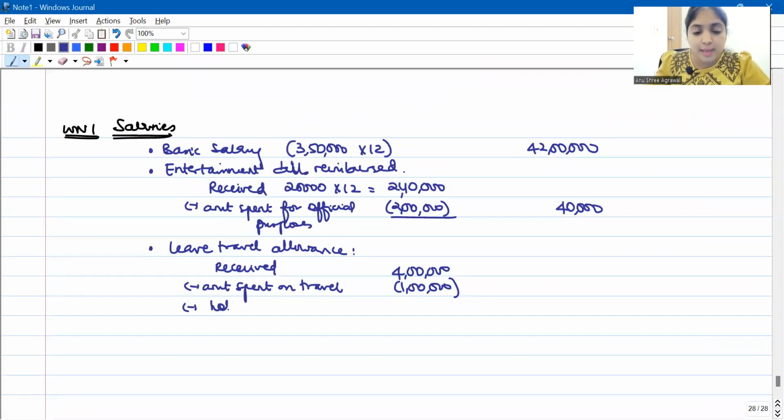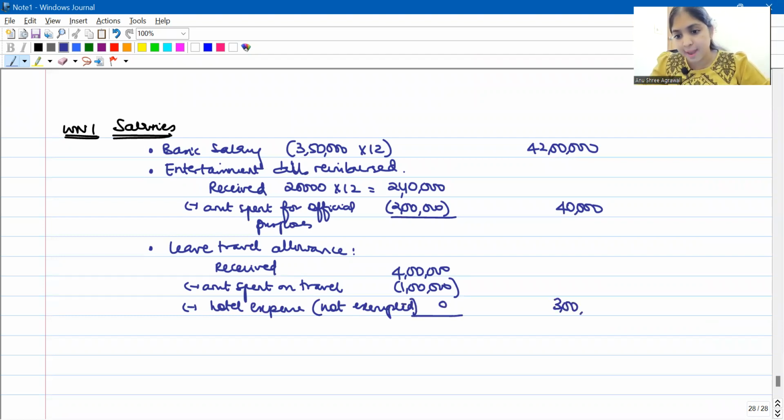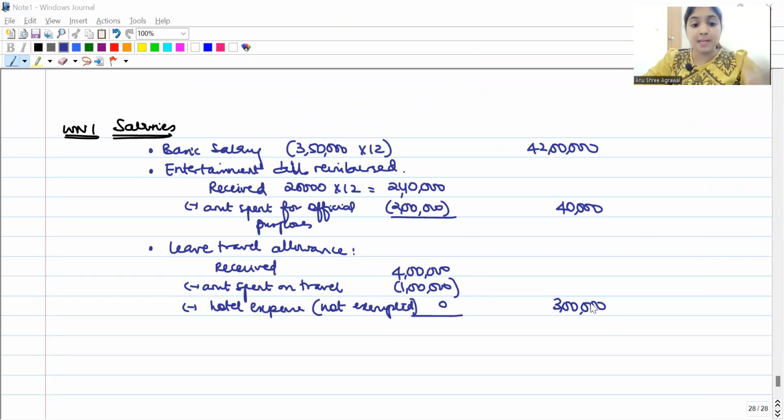So write down less hotel expenses. In brackets, write down not exempted. So here 0. So how much will be taxable? 3 lakhs of leave travel allowance will be taxable. Whatever you are spending for travel, only that will be exempt. The balance is going to be taxable.